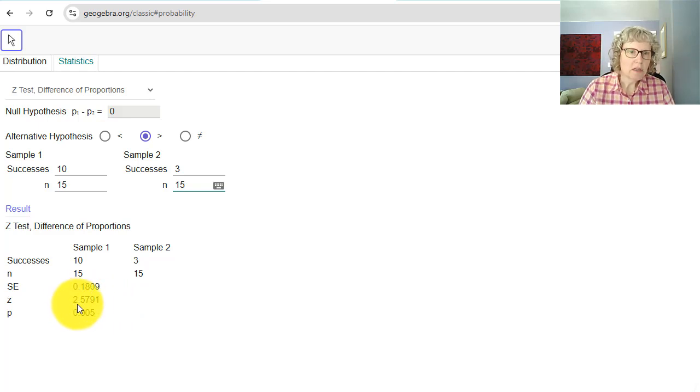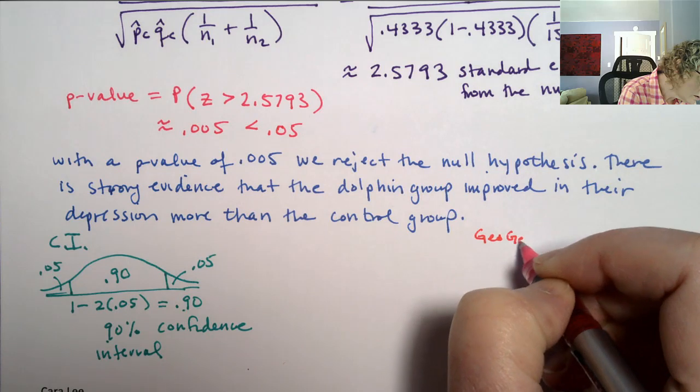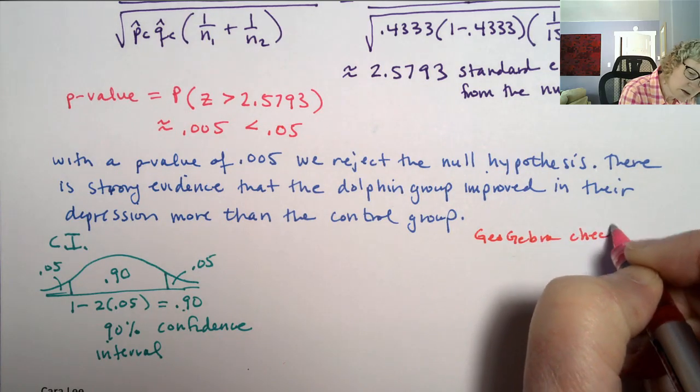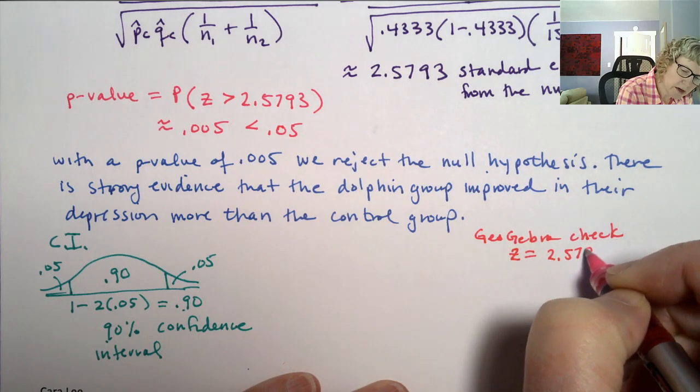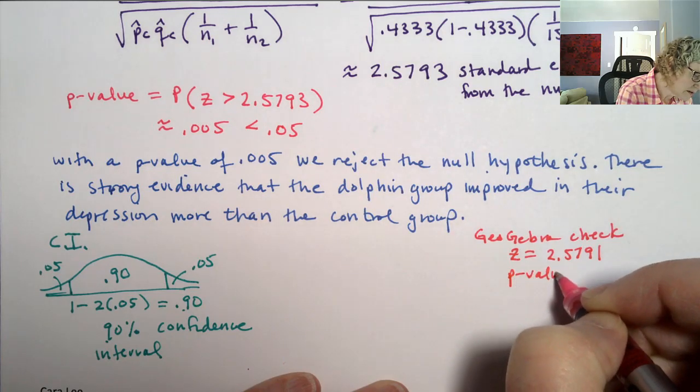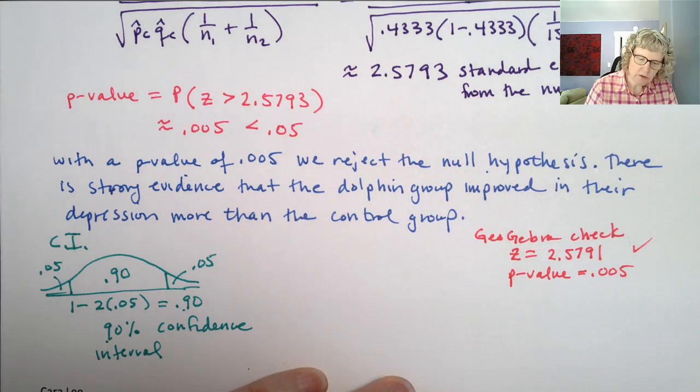Okay, so let's double check. z equals 2.5791. That's very close, just a couple of digits off due to rounding. And a p-value of 0.005. Excellent, so that also agrees. Let me make a note over here, GeoGebra. Check our z is 2.5791. But you can also see it doesn't affect the p-value. P-value is 0.005. Okay, so that checks out.